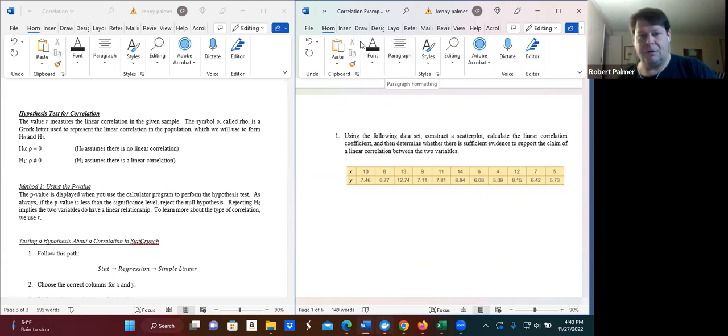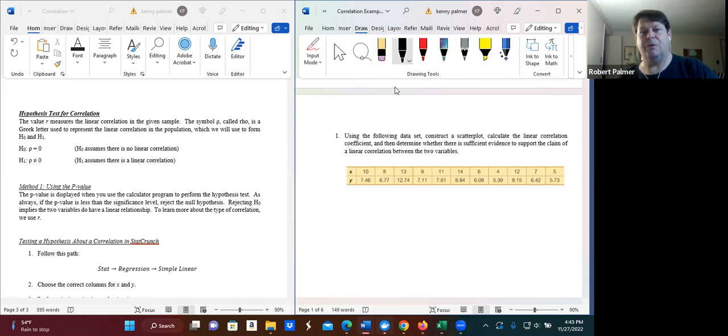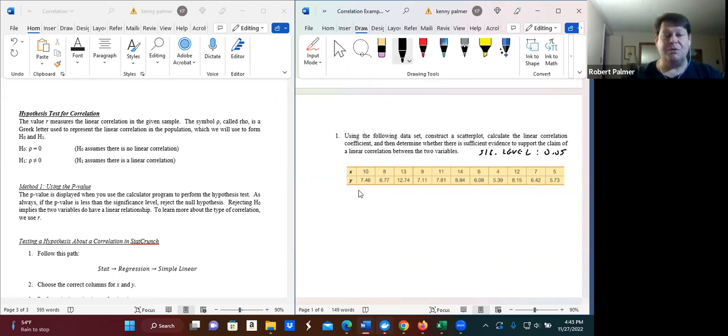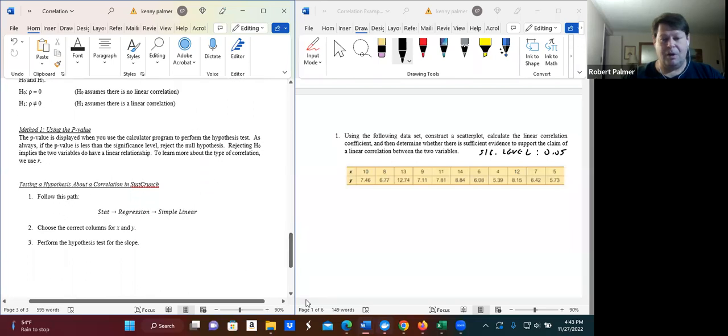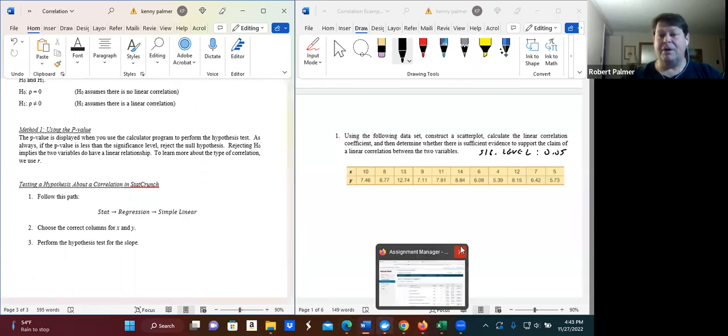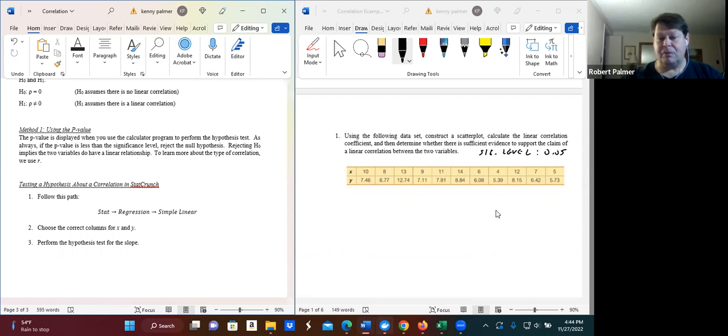Also forgot to say, let's say our significance level is .05. So that's our alpha. Now, you're going to do this in StatCrunch, and here are the steps below. I've already set this up in StatCrunch.